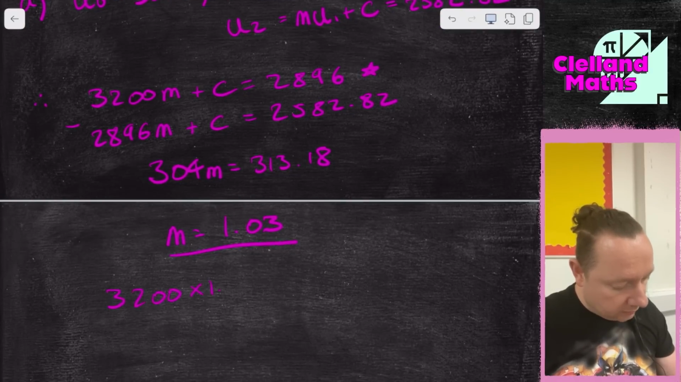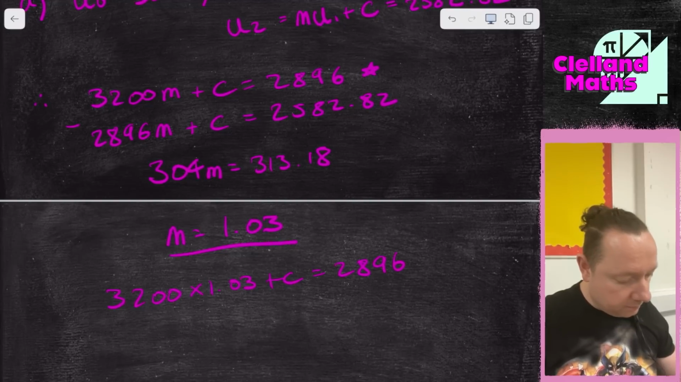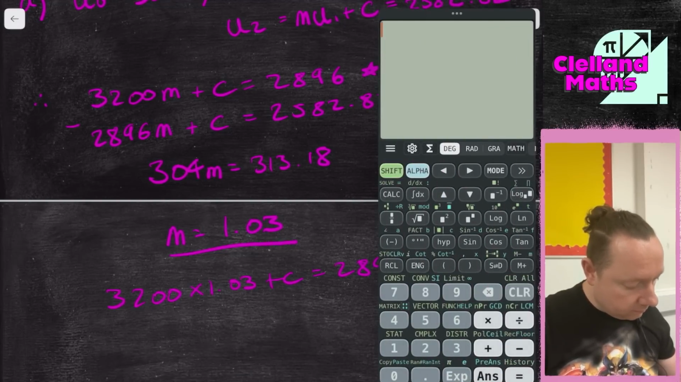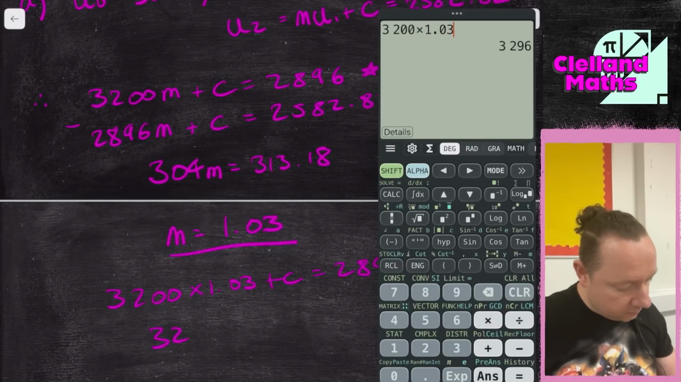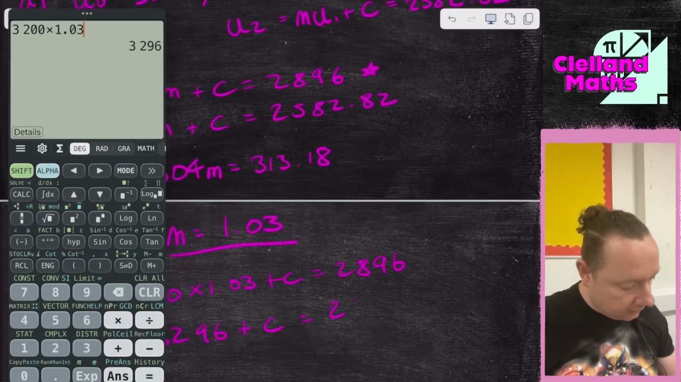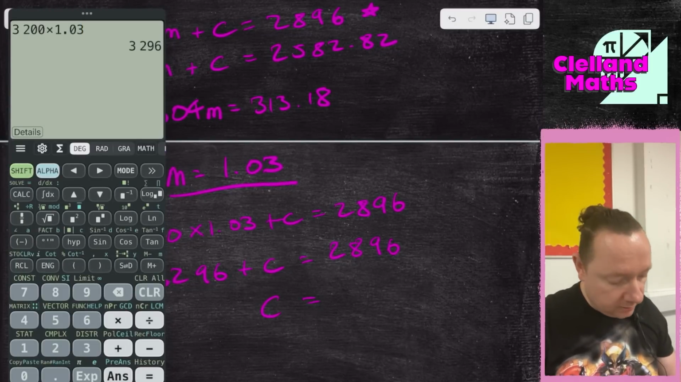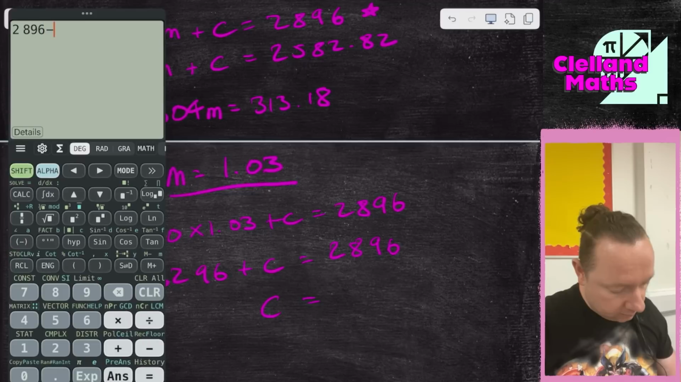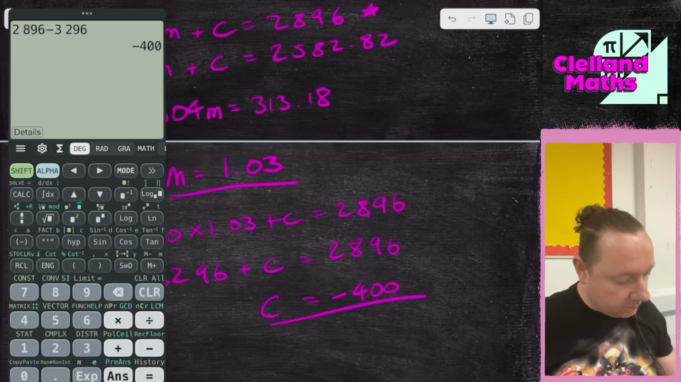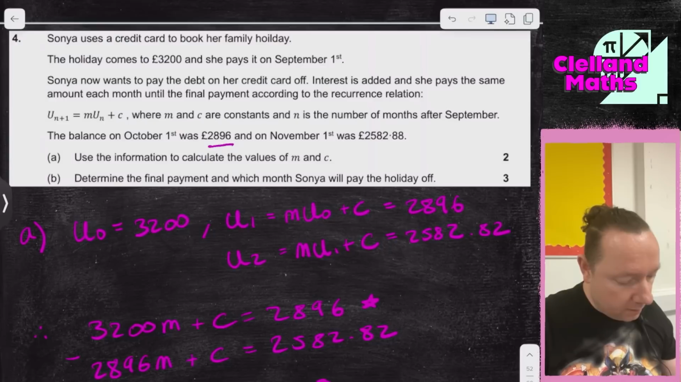3200 times 1.03 plus C equals 2896. That's 3296 plus C equals 2896. So that means that C is 2896 minus 3296, which is minus 400. And we're done there.